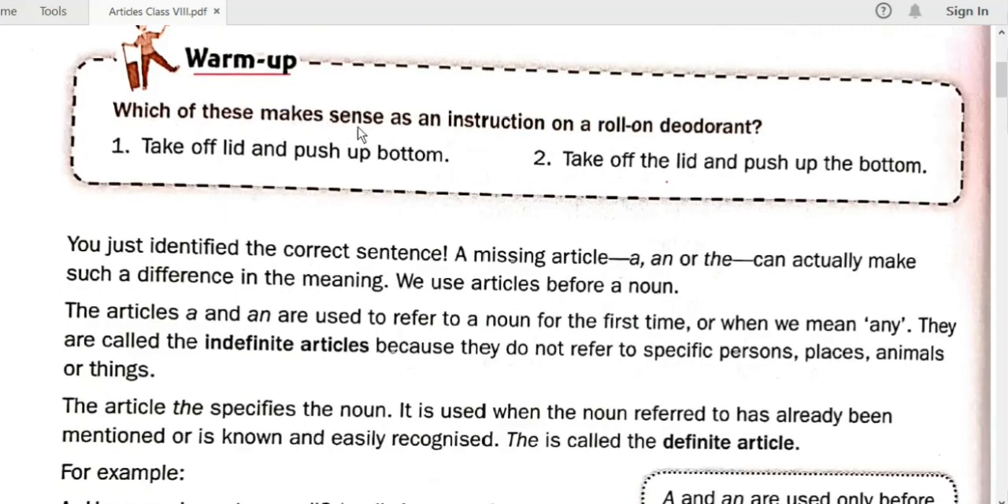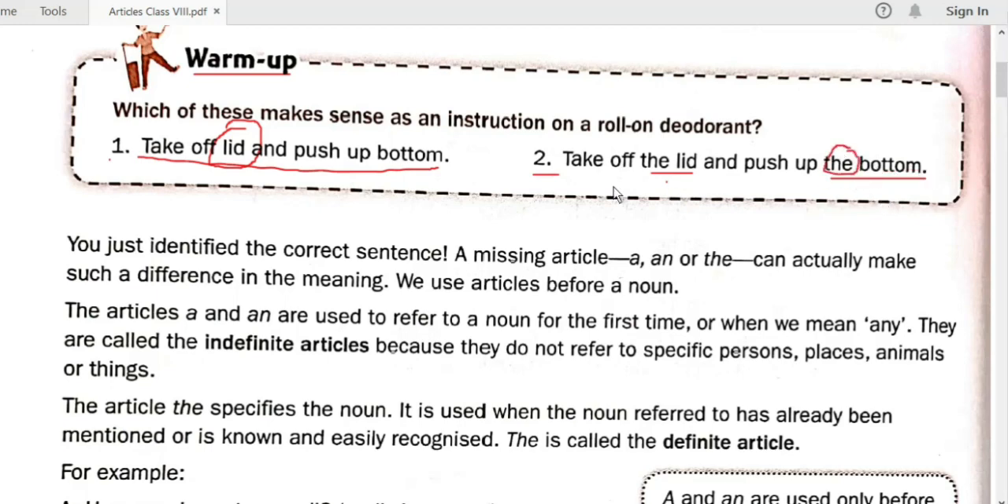Which of these makes sense as an instruction on a roll-on deodorant? Question, example 1: Take off lid and push up button. Here in this line what you have seen, take off lid and push up button, an article is required here. Now see the next sentence: Take off the lid and push up the button.